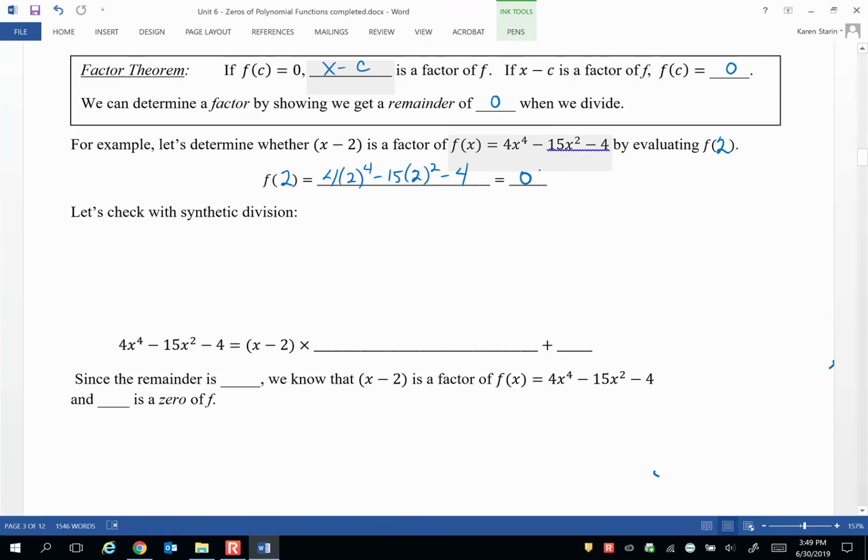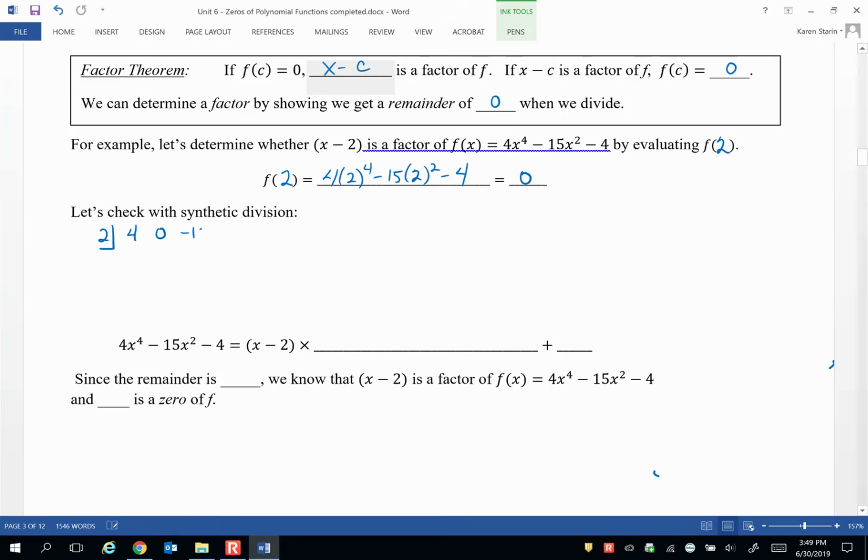Let's check that with synthetic division. And remember, for every missing degree of 0 in the dividend, we put a 0 placeholder for that term. So we are going to divide by 2. The leading coefficient is 4. I don't have a cube term, so I put a 0 for the cube term.